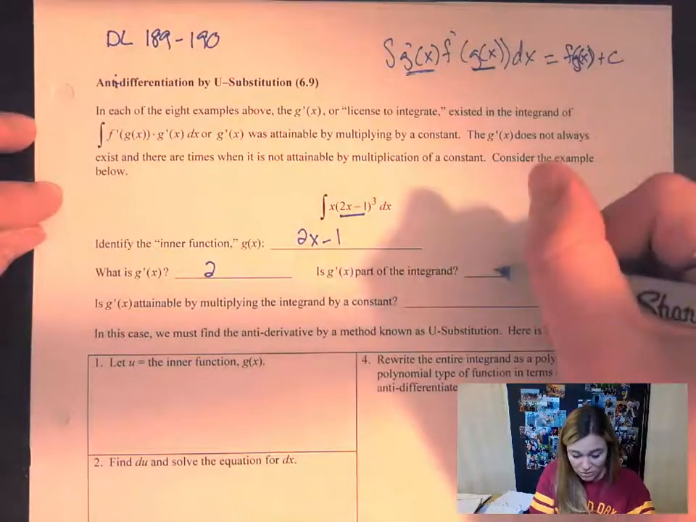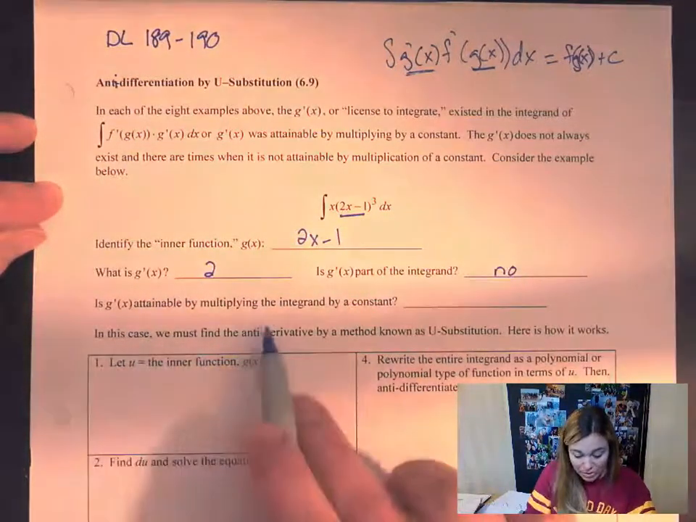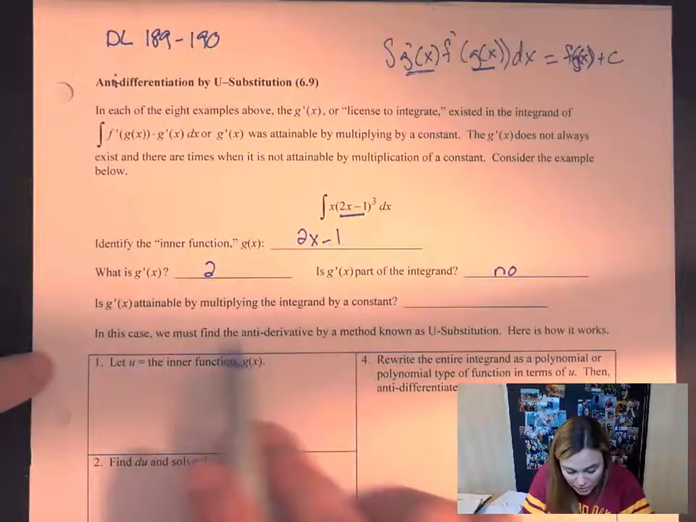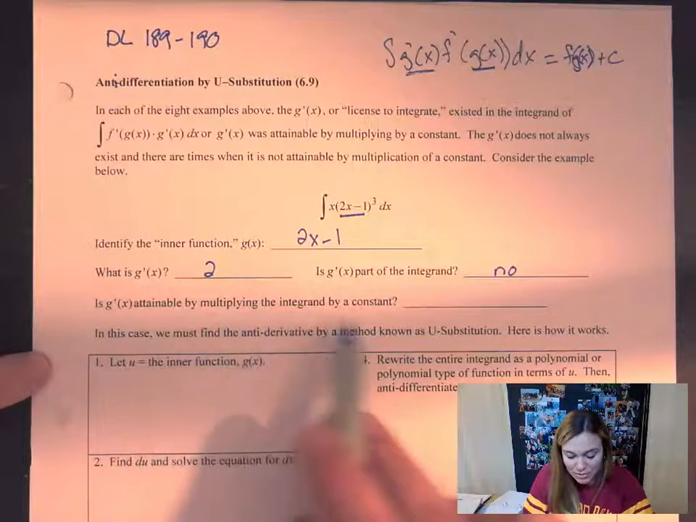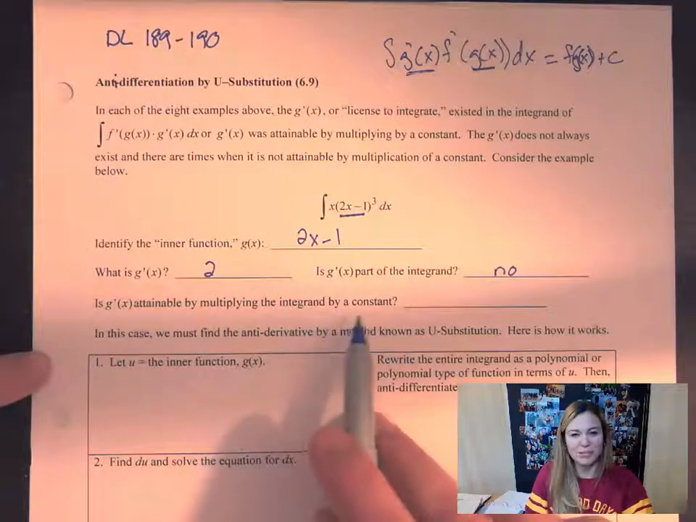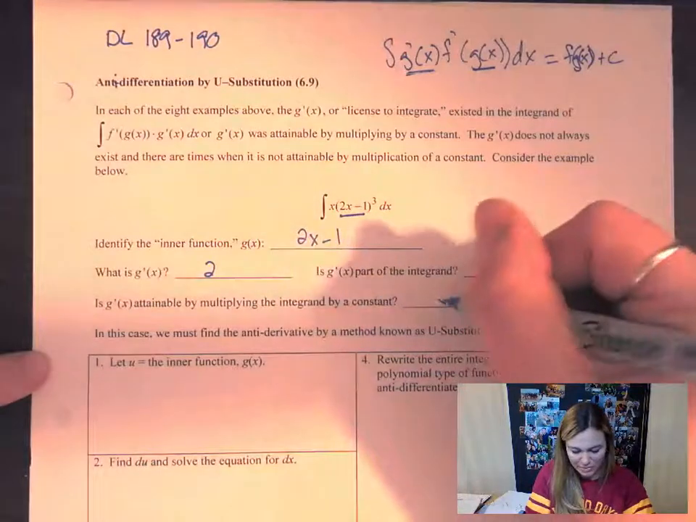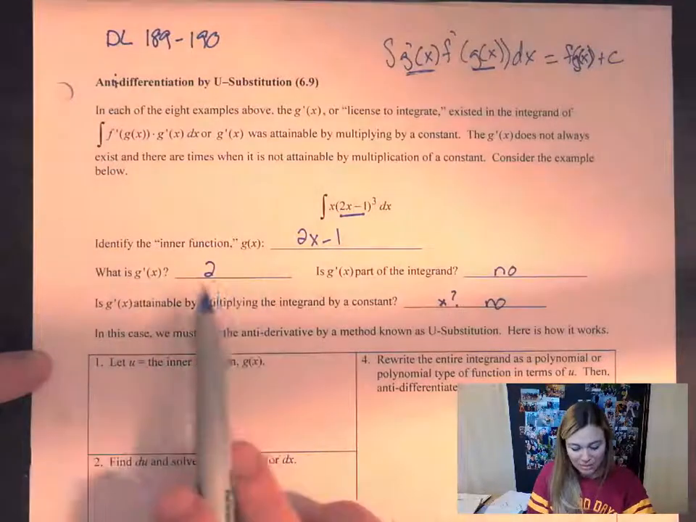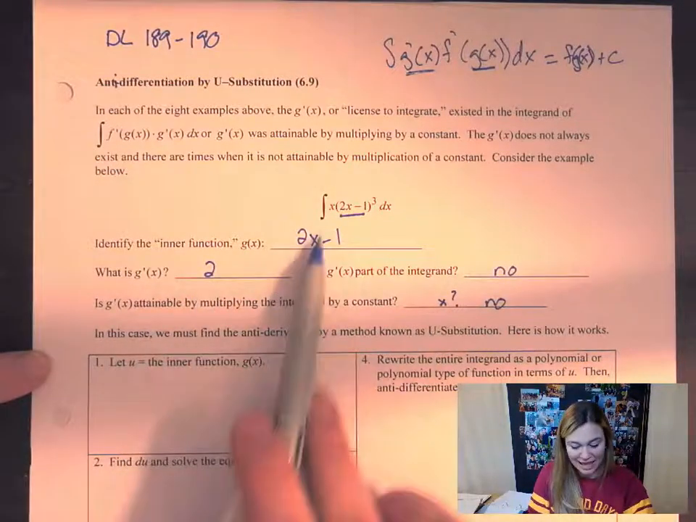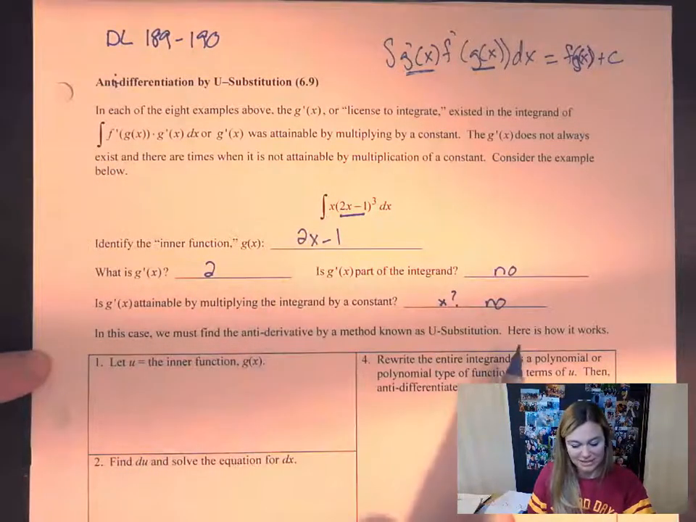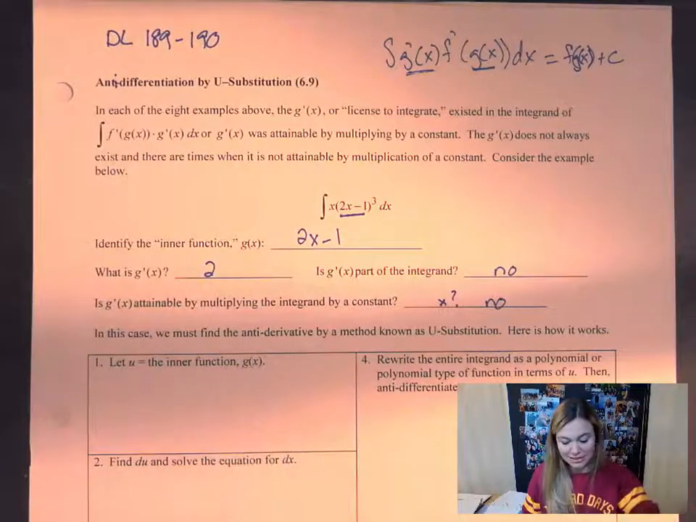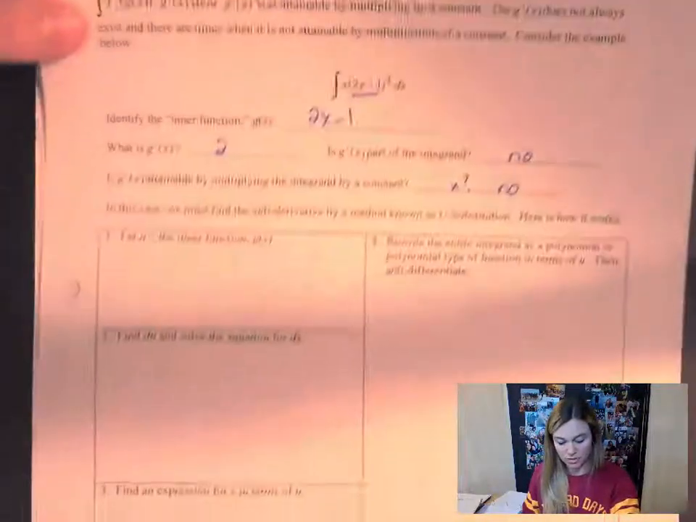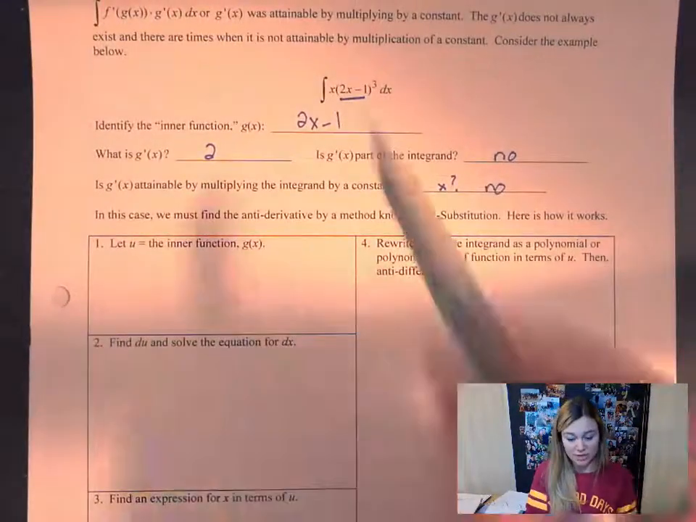We would say no. Is g prime of x attainable by multiplying the integrand by a constant? Well, we could multiply by 1/2, but we somehow get this weird x, so we would say no. I can't multiply 2 by something to get x. So this isn't okay. So here we're going to find the antiderivative by a method known as U substitution. So we're going to use this function up here.